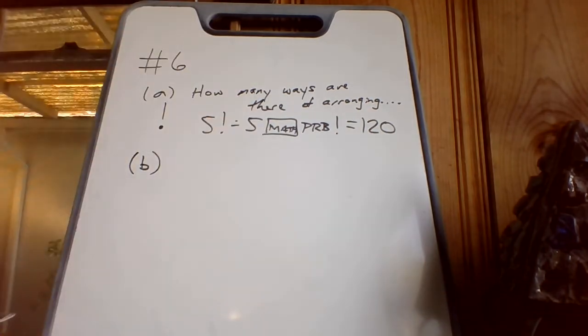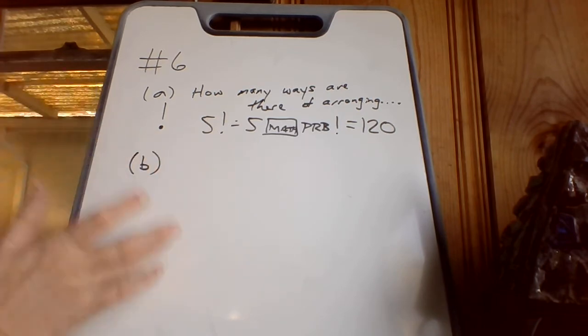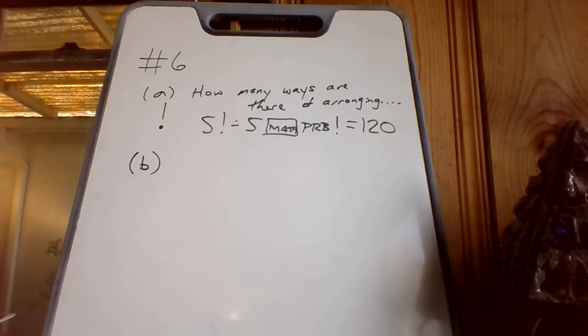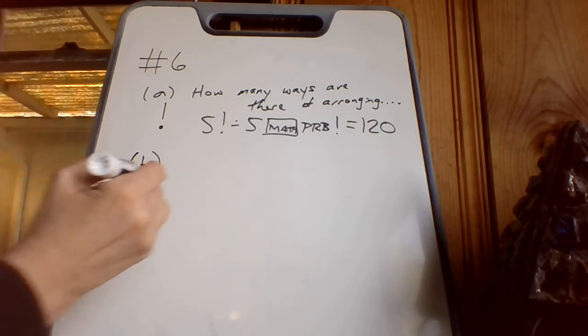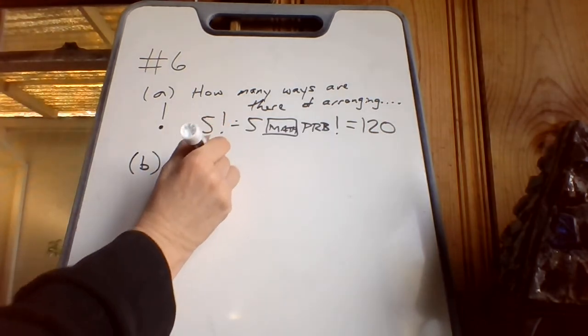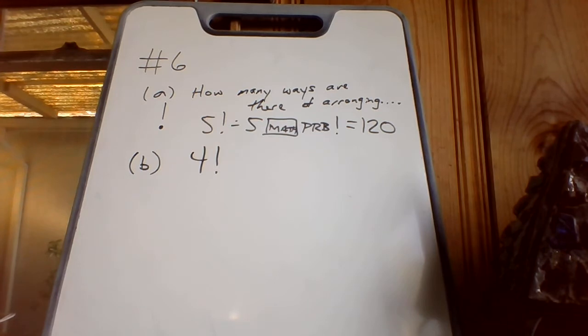Forget the yellow convertible in spot number 1. Those don't even exist anymore. You've got 4 spots and 4 things. How many ways are there of arranging 4 things? So it sounds super complicated, but I just have to arrange 4 things instead of 5. All right, so 4, math, PRB, exclamation point, 4 factorial is 24.